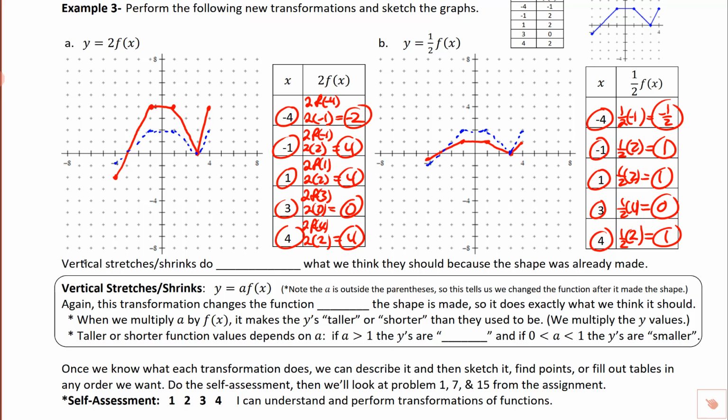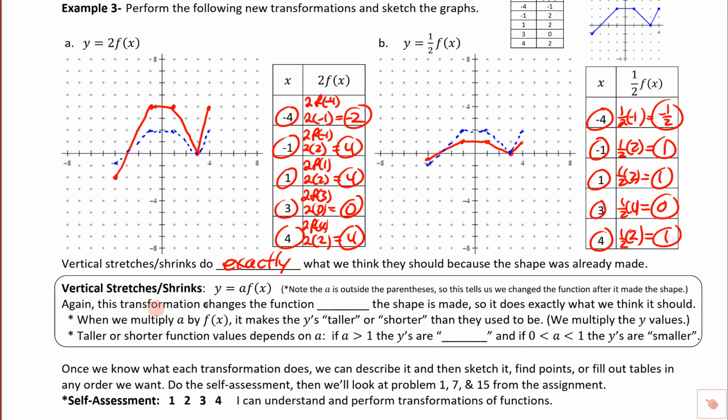Okay, so these are vertical stretches and shrinks, and they do exactly what you'd think they would. Remember, when we change it vertically, it's going to do exactly what we think it should because that shape was already made. All we're going to do is just change the y values. So vertical stretches and shrinks look like this. Y equals a times f of x. Again, notice that the a is outside the parentheses. That tells us what type of change it's going to be. It was made after the shape was created, so it's going to change it in the vertical direction.